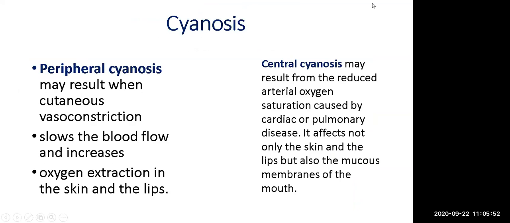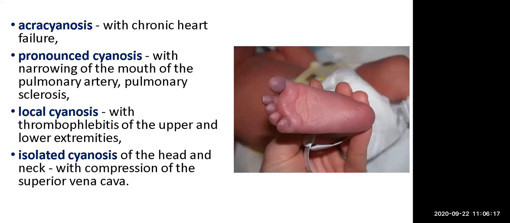Central cyanosis, what is this? This may result from the reduced arterial oxygen saturation caused by the chronic or pulmonary disease. It affects not only the skin and the lips, but also the mucous membranes of the mouth. So you need to identify what kind of cyanosis this patient has, peripheral or central.